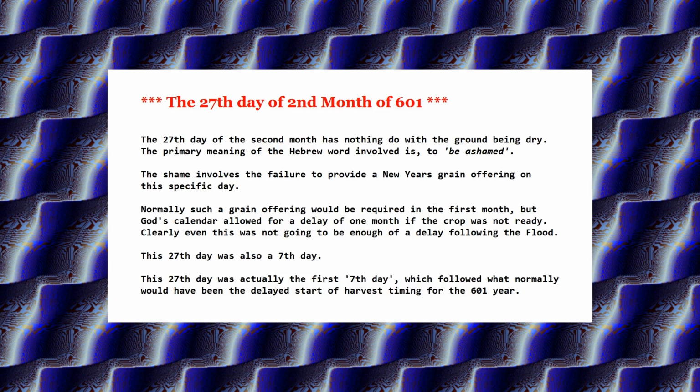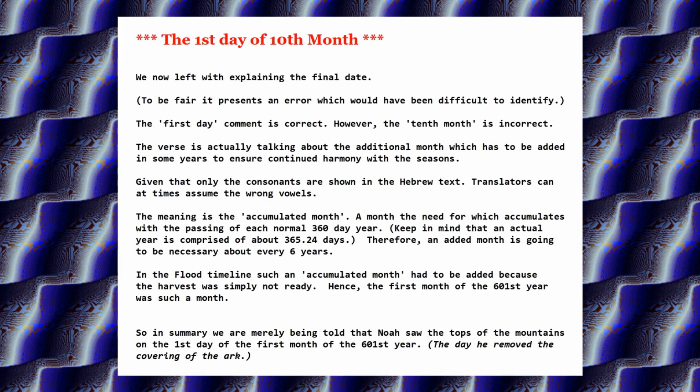This 27th day was also a 7th day. This 27th day was actually the first 7th day, which followed what normally would have been the delayed start of harvest timing for the 601 year. The first day of the 10th month. We are now left with explaining the final date. To be fair, it presents an error which would have been difficult to identify.